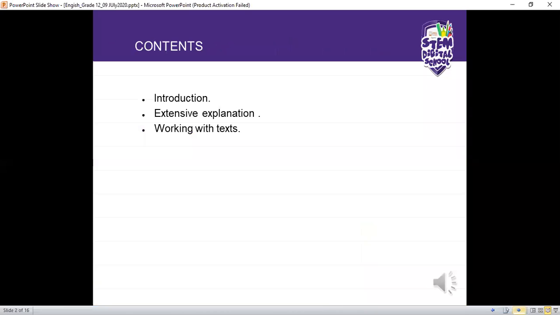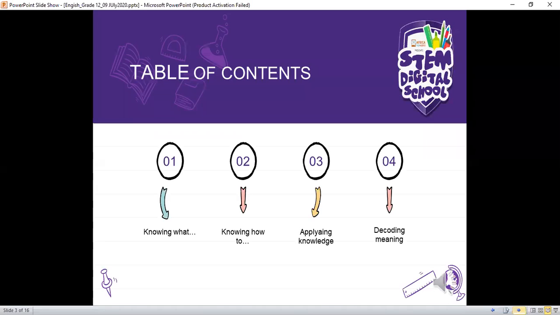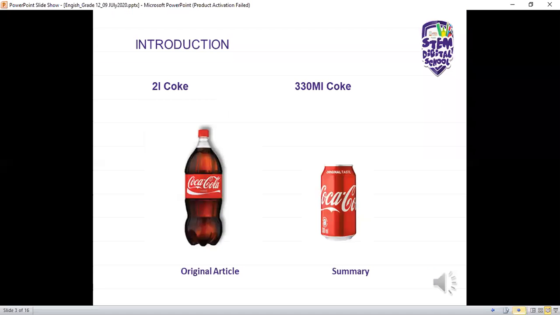So a simple thing. Obviously, I'll just introduce the topic, and we'll just try to understand in depth as to what a summary is and how to actually go about doing it, and we'll then work with a few articles to try and master the skill. Obviously, like I said, the route is simple. We know what a summary is, know how to do a summary, then we start applying the knowledge, and that will be it.